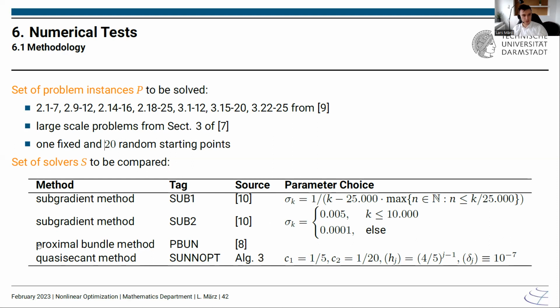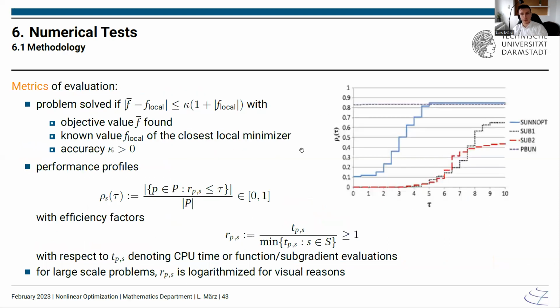Then what was considered was the proximal bundle method from paper 8, and the Quasisecant method for this set of parameters. And we use this tag to compare them. And what is the metric used?